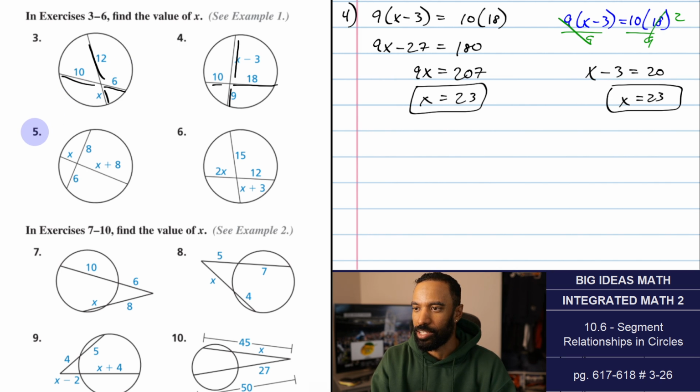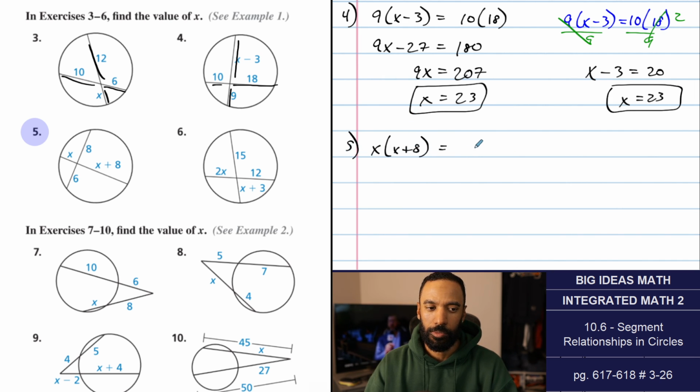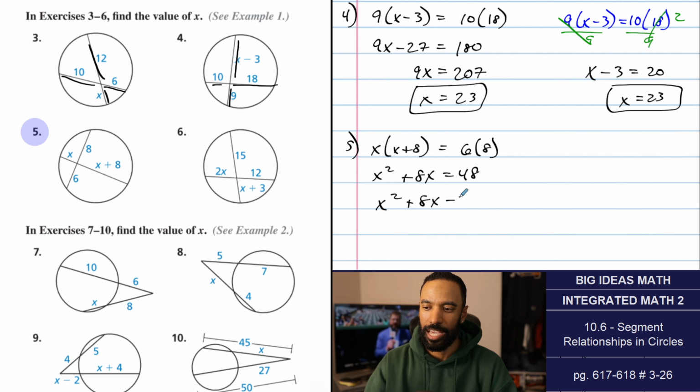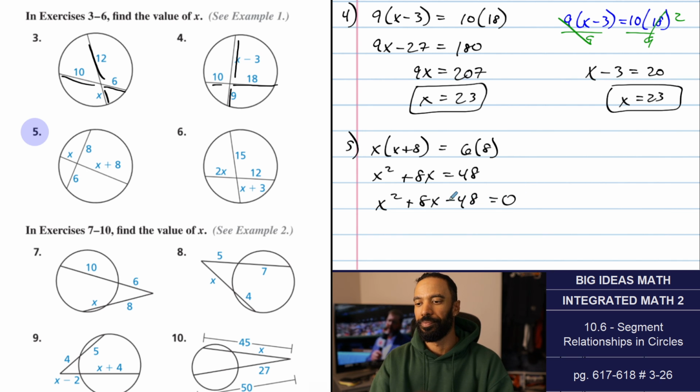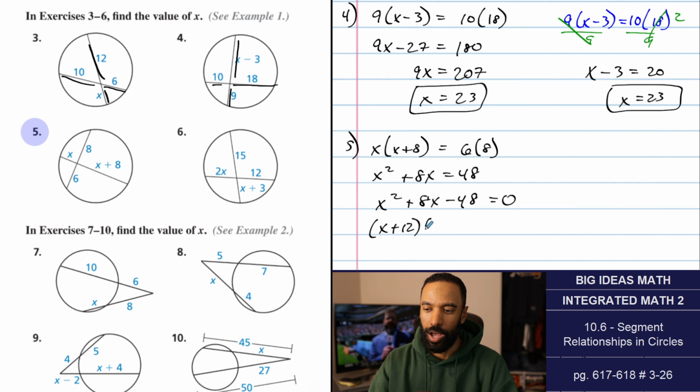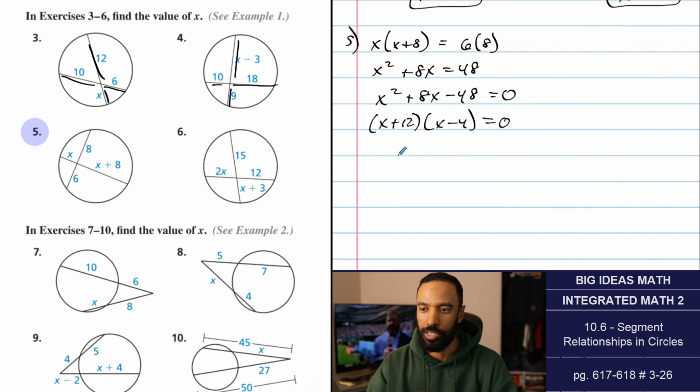Number 5. This looks like a quadratic setup. We get x times x plus 8. Yeah, it's going to ask you to do some quadratics. Equals 6 times 8. So this becomes x squared plus 8x equals 48, or x squared plus 8x minus 48 equals 0. This is factorable. This factors to x plus 12 times x minus 4. And when set equal to 0, we can solve using the zero product property. X either equals negative 12 or x equals 4.